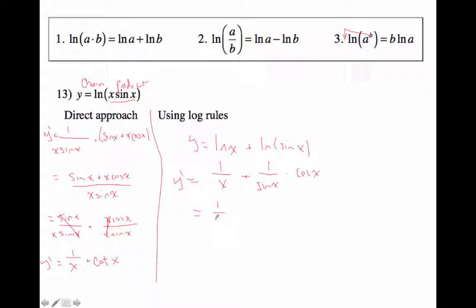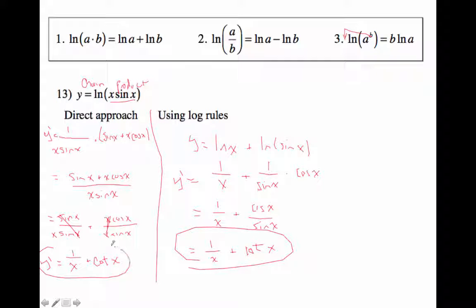Look at this when I start simplifying things. We have 1 over x plus cosine x over sine x. Where have I seen you before? That's just cotangent. That's also what I just got in the last way of doing this. So the 2 derivatives match.